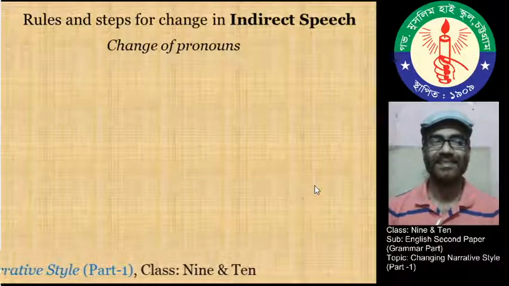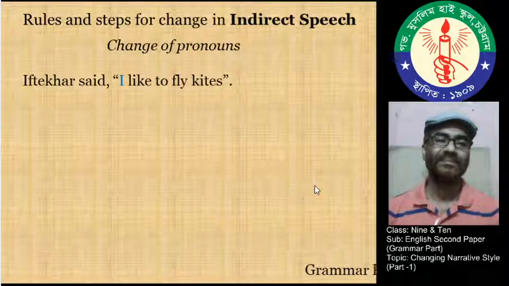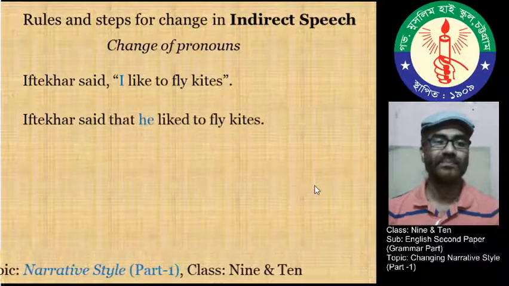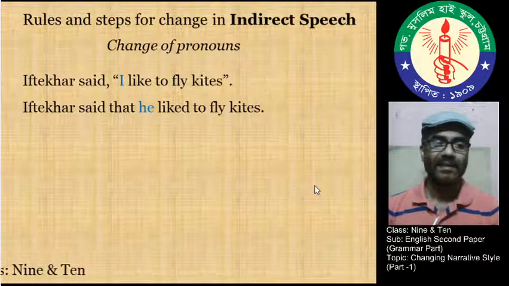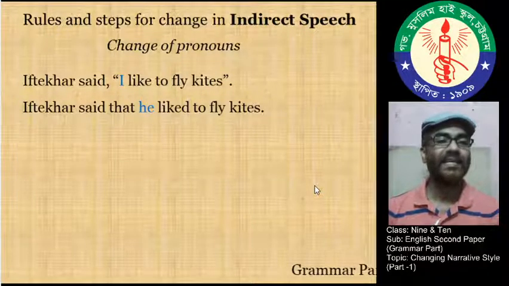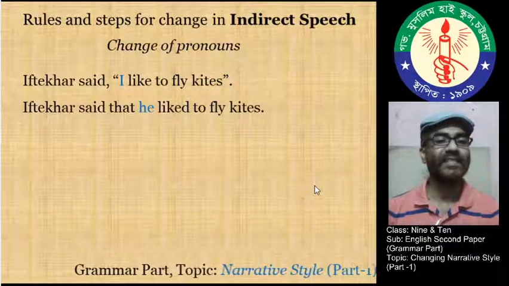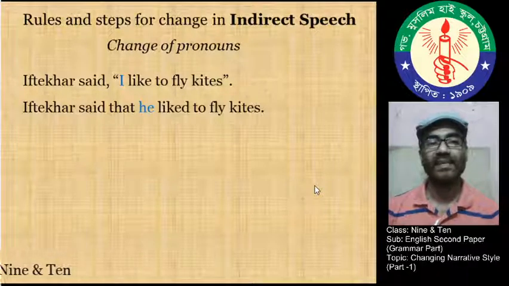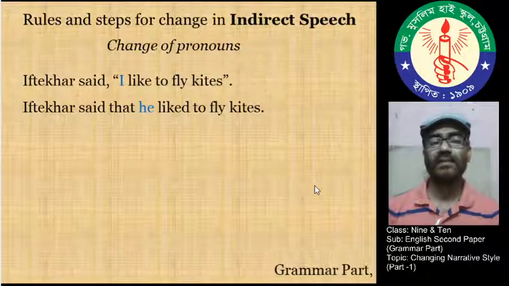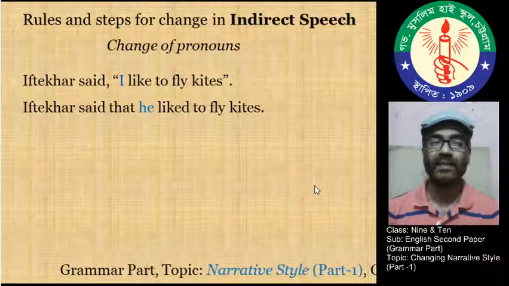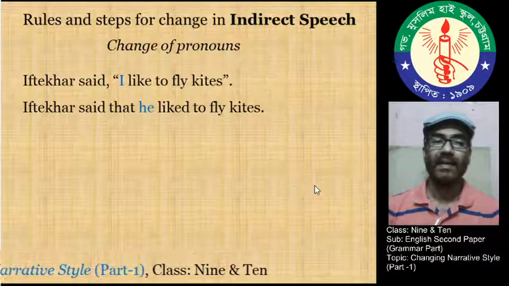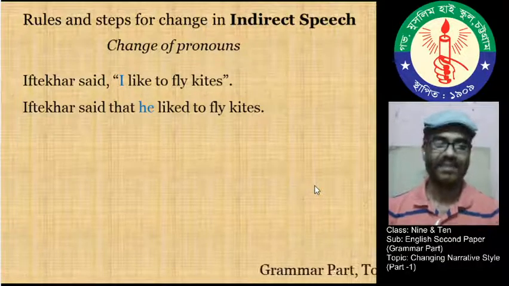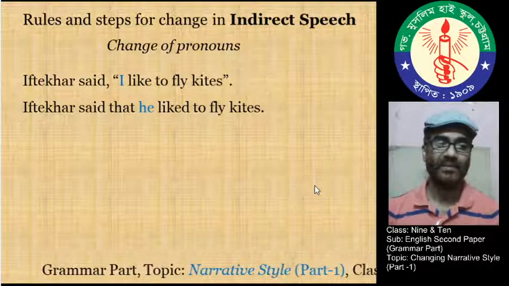Change of pronouns. You see, if they said, "I like to fly kites." How is it changed to indirect speech? They said that he liked to fly kites. Here we used that as conjunction word, and I became he. And like becomes liked, because the reporting verb is past tense.